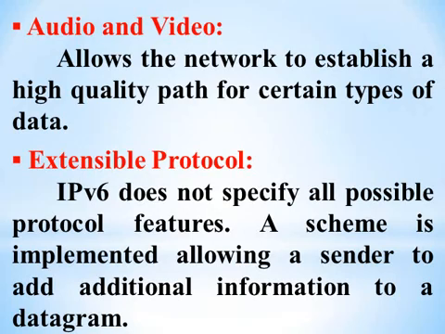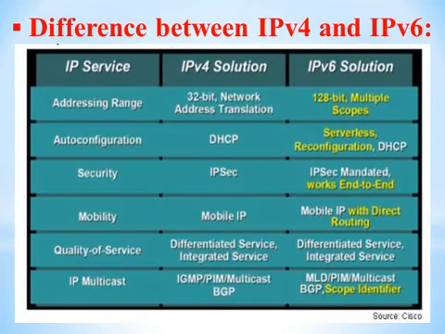Next is audio and video, which allows the network to establish a high quality path for certain types of data in IPv6. Then next is extensible protocol. IPv6 does not specify all the possible protocol features. A scheme is implemented allowing a sender to add additional information to the datagram. So that is called an extensible protocol.